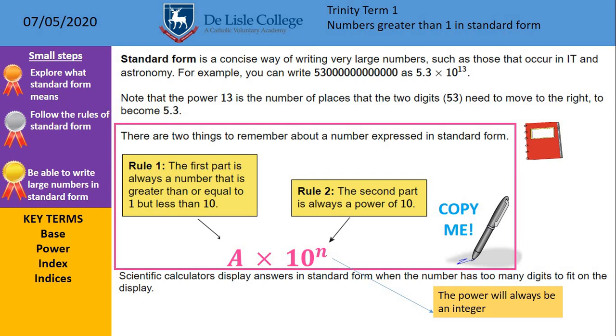Okay, and then the second part there, times 10 to the power of n, where n is the power that we're looking at, much like what we did in the last lesson, and that will always be an integer. It will be a whole number. So make sure you've got that copied down so you know the rule, that bit I've put the sort of pinkish box around for the standard form there.